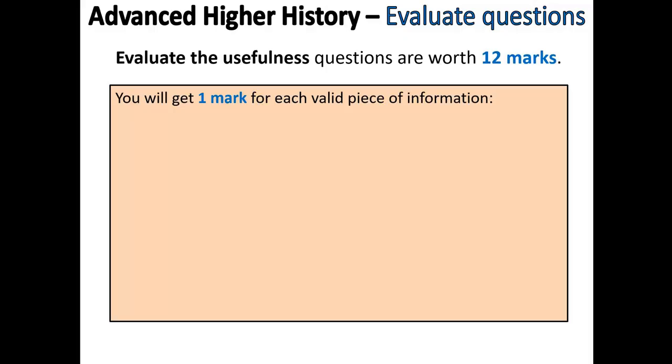Evaluate the usefulness questions are worth 12 marks. You will get 1 mark for each valid piece of information covering the following issues. 3 marks are available for what is called provenance. This means when you talk about the author of the source, the purpose of the source, and the timing of the source.